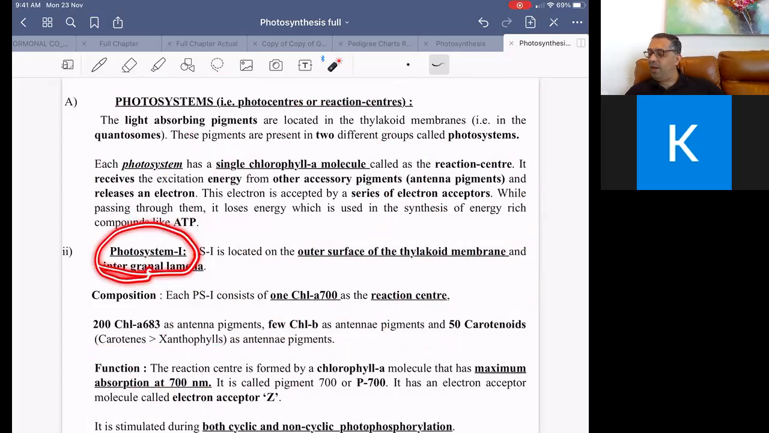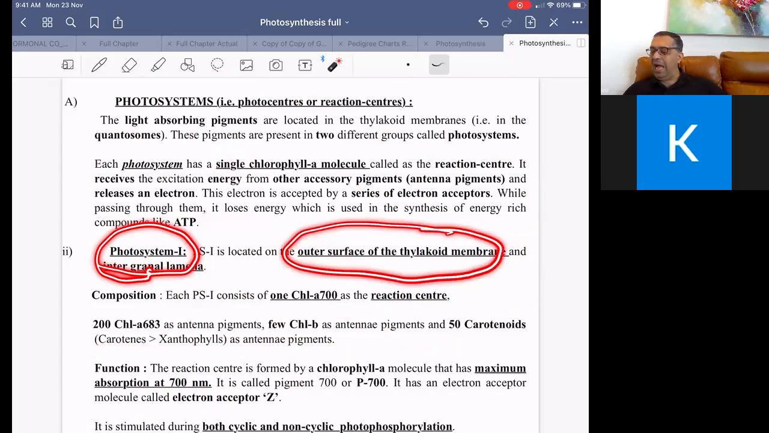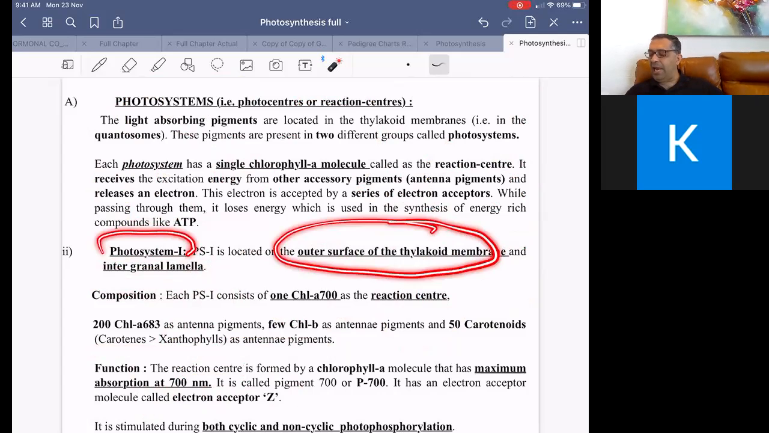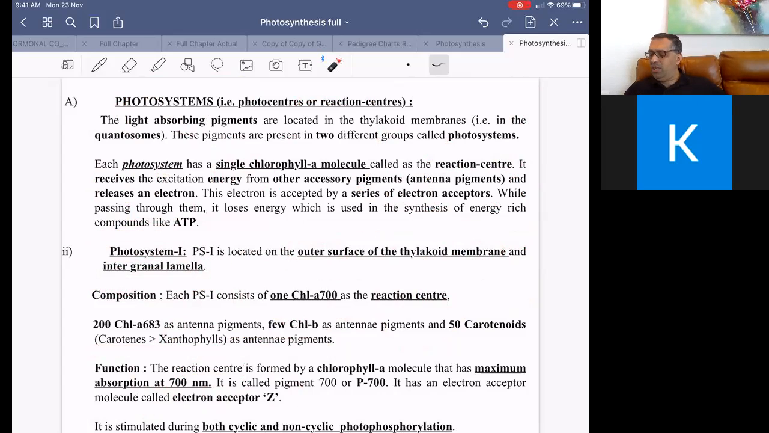Where is photosystem 1 found? On the outer surface of thylakoid membrane and intergranule lamellae. ये most important है. Where is photosystem 1 found? On the outer surface of thylakoid membrane and intergranule lamellae. Now, what is the function of photosystem 1?